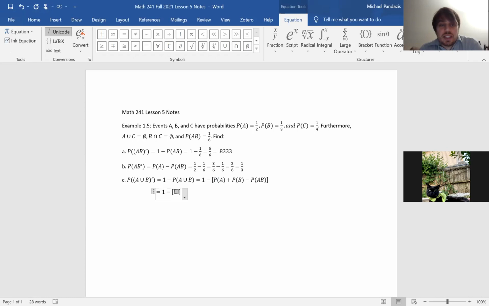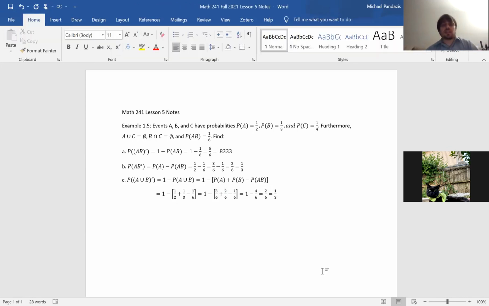So the probability of A is 1/2 plus the probability of B, which is 1/3, minus the probability of A and B, which is 1/6. So then you just do 1/2 plus 1/3 minus 1/6. If you think of 6, that's 3/6 plus 2/6 minus 1/6. And so if you add those, you get 4/6. And so 1 minus 4/6 is 2/6, and that's equal to 1/3. So that's the probability of A union B prime.